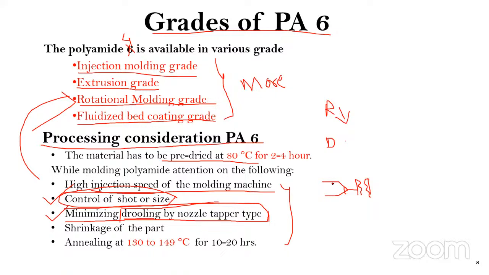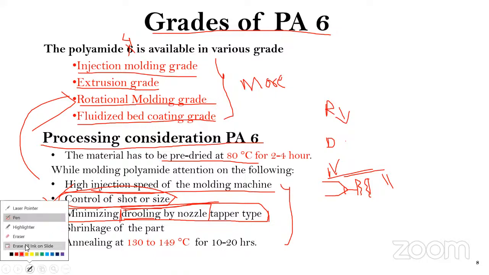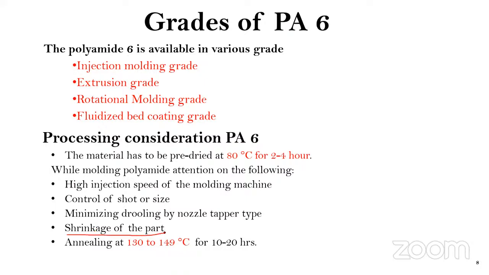Yeah, but we have to control it because this nylon has a little bit high molecular weight and temperature. So we have to minimize the drooling of the nozzle there. Then you can find some other issues like shrinkage of the part. So you have to take care of this in processing because with nylon 6 you can see shrinkage in the part. That also needs to be taken care of properly.